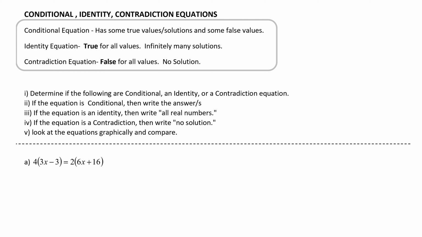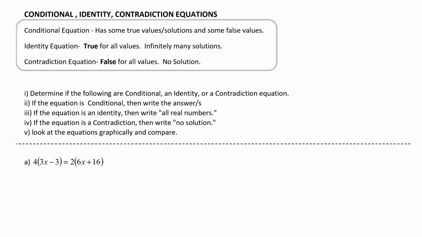So if this is a conditional equation, then we're going to get one answer because our x only has an exponent. Just one answer, and then a lot of false values. If this is an identity, then it's going to be true for anything I plug in. I could plug in 0 and it's true. I could plug in 1 and it's true. They're both equal. Infinitely many solutions. And then with the contradiction, no matter what I plug in here, there will be no solution.